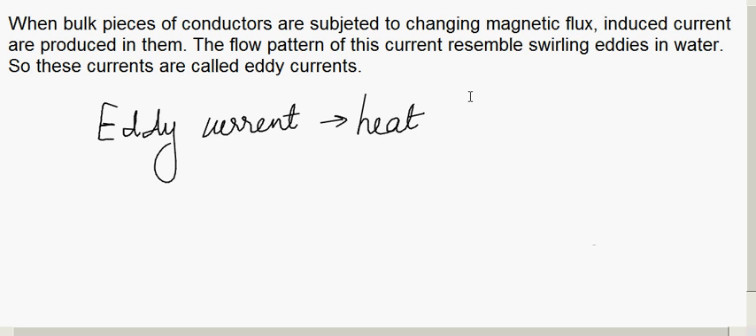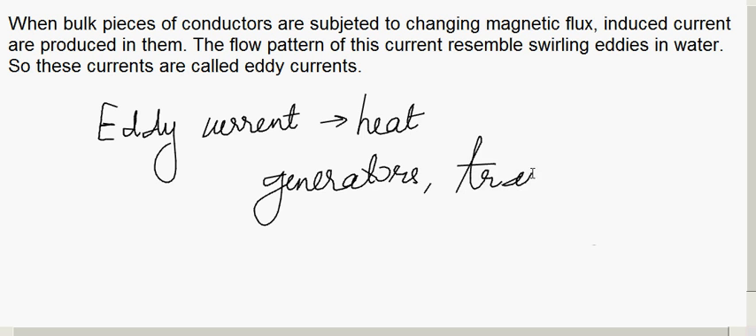Why do these produce heat? Because eddy current opposes the change in magnetic flux. So to oppose this eddy current, some work has to be done, and that work which is done to oppose the eddy current flow will appear as heat in electrical devices like generators, transformers.